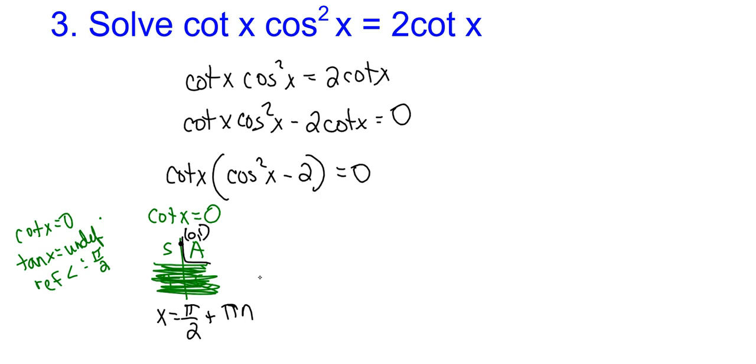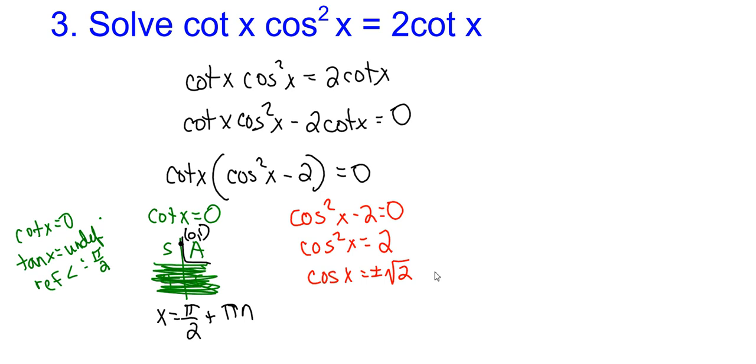Then we move to the other part of our answer, and that is to get this other factor equal to 0 and see what happens. So here we have cosine squared x minus 2 equals 0. So cosine squared x equals 2. And then square rooting each side, cosine x equals plus or minus the square root of 2. Well, what does that mean? Is that on our table of values? Well, wait a minute. The square root of 2 is about plus or minus 1.414.